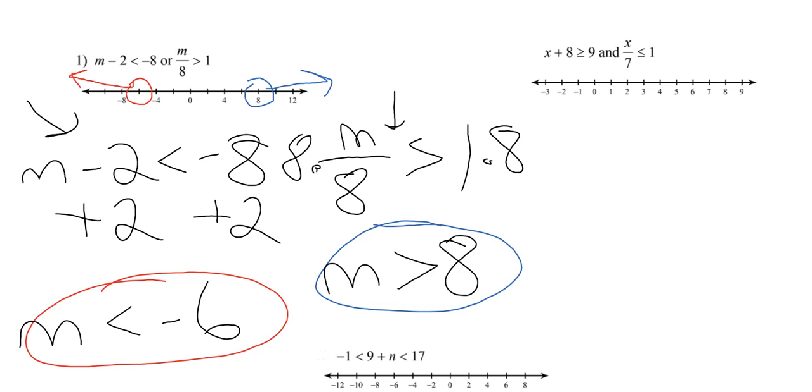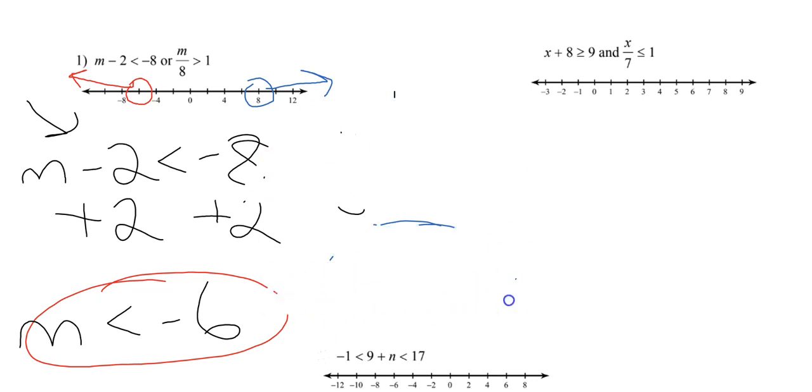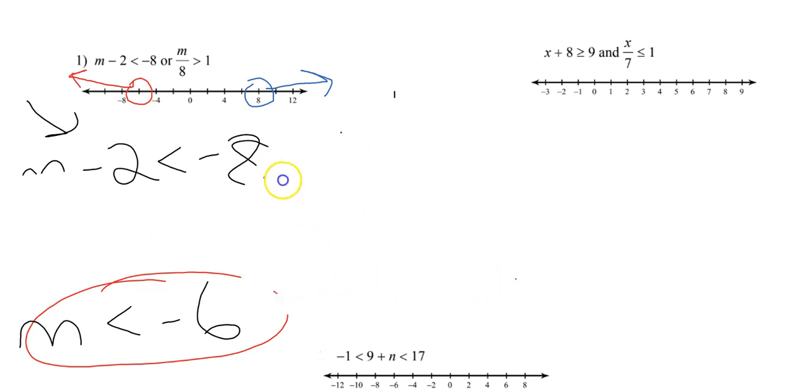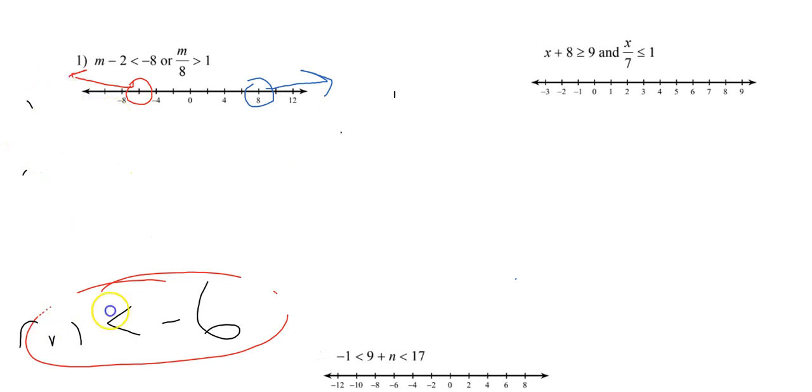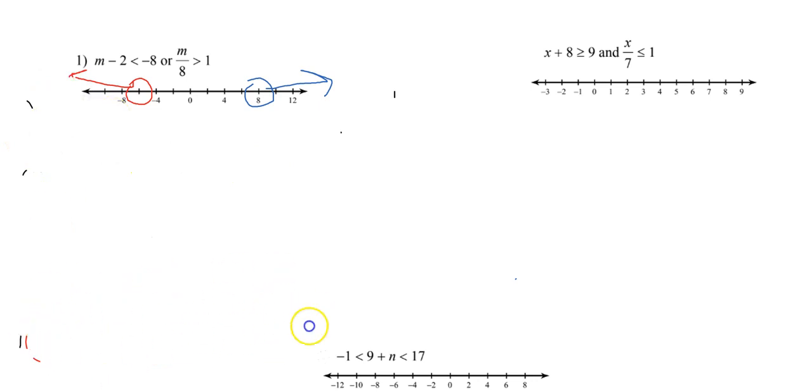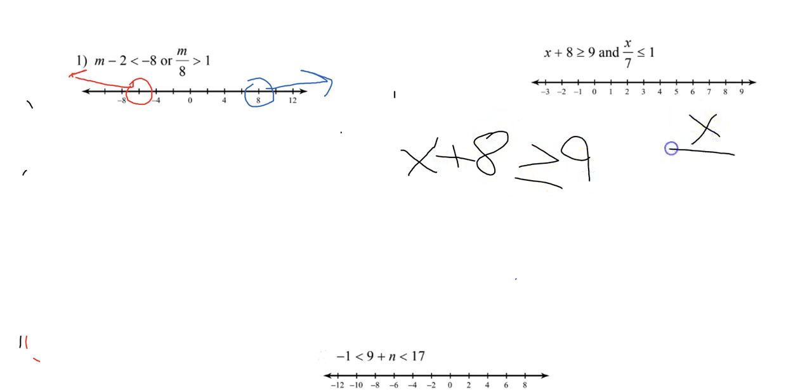If we look at our next one, let me get this out of here first. We've got an "and." So we're going to do the same thing. Split it into two problems. x plus 8 is greater than or equal to 9, and x divided by 7 is less than or equal to 1. And we're going to solve them each separately.